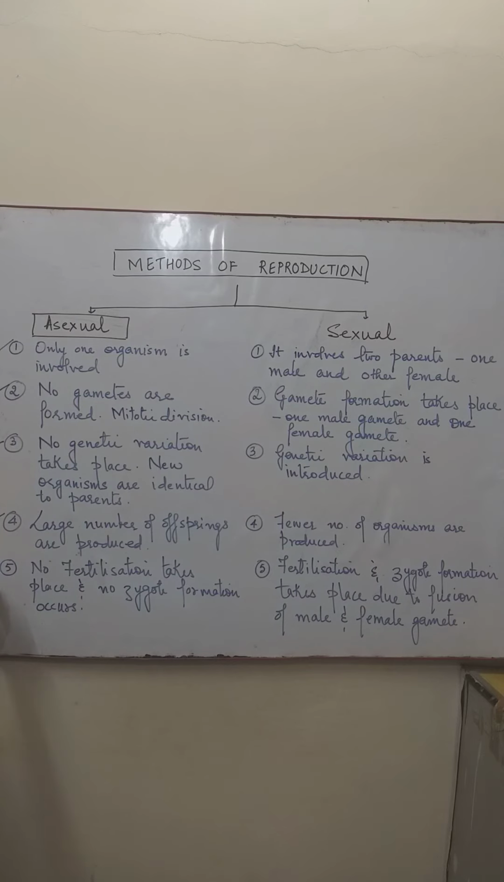Also, the last difference is that no fertilization takes place in asexual reproduction because there is no gamete formation, male and female. So no fertilization takes place and there is no formation of the zygote. In the case of sexual reproduction, fertilization and zygote formation take place. Why? Because of the fusion of the male and the female gamete. So these are some of the major differences between the sexual and the asexual methods of reproduction. Although both methods are very important for the continuation of the species.